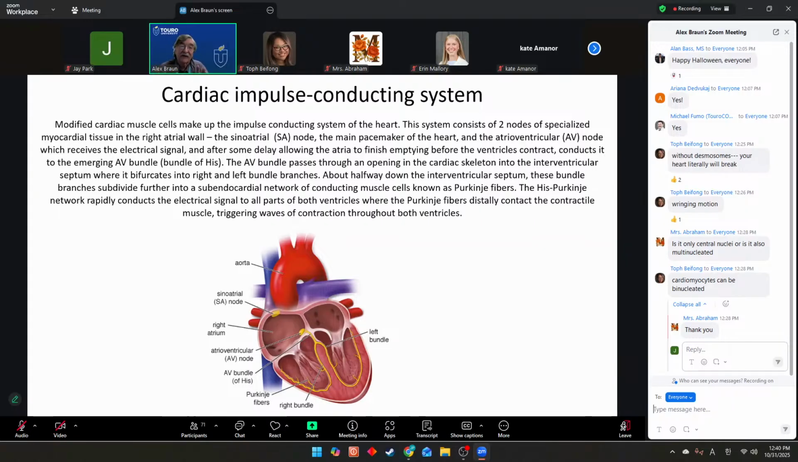So in this way, it's a very simplistic, quick overview of the cardiac conduction system. In this way, the cardiac impulse is transmitted throughout the heart.